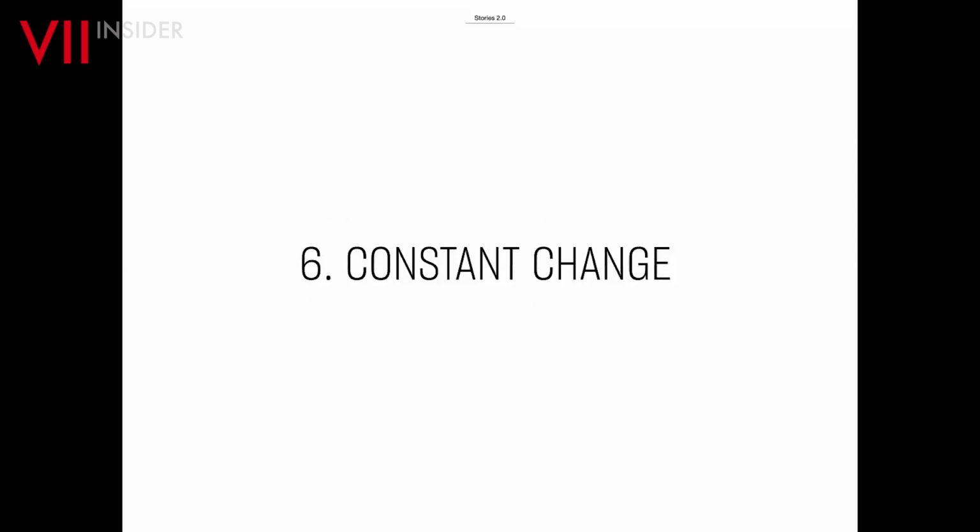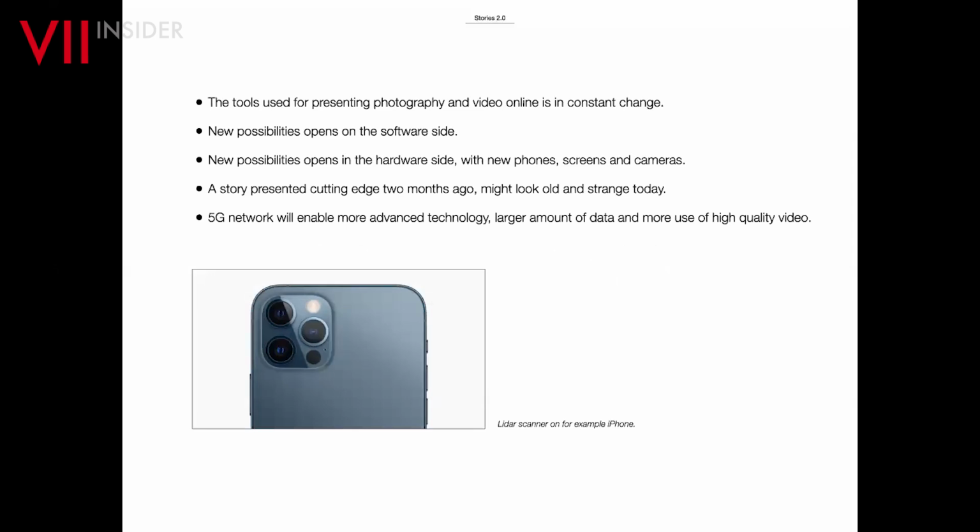When it comes to online features, there's constant change. I mean, that's also in the production system of VG where I work. There's new things coming every month, so we have to learn or adjust, and that gives us new possibilities all the time. And that's both on the software side and also in the hardware side, with new phones and screens and new cameras. You know, suddenly you have these folding screens on phones.